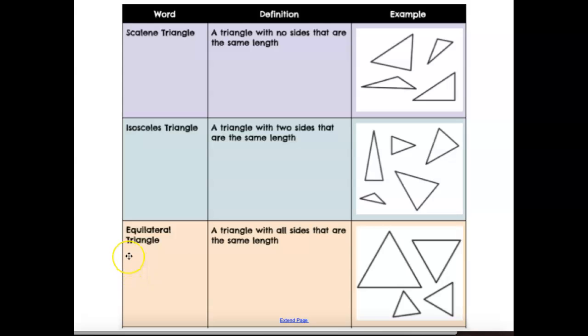And last, we have an equilateral triangle. Equilateral triangles have all sides the same length. And you can see examples over here.